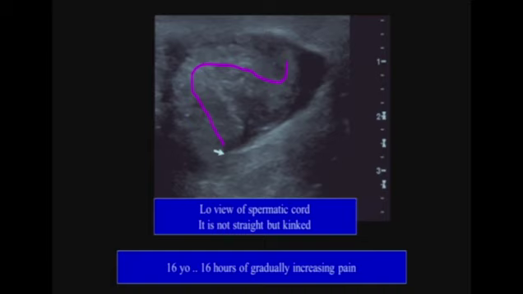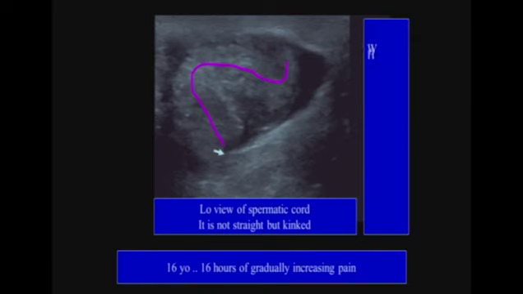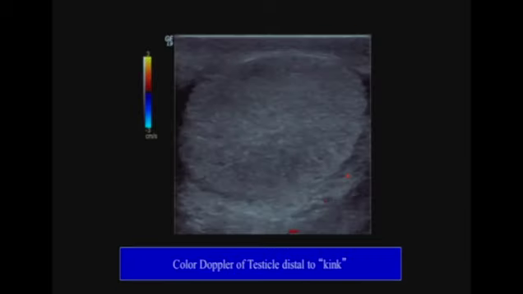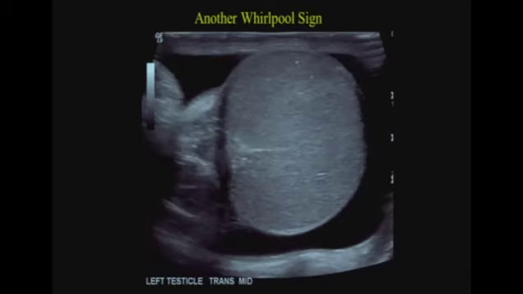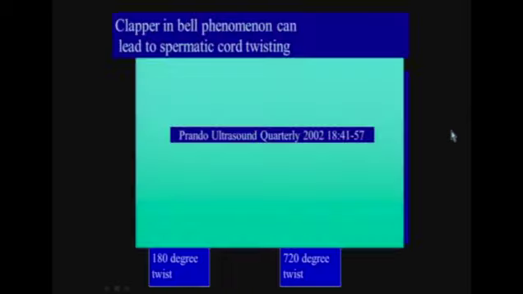So the spermatic cord is not straight but kinked, and that's worrisome for the whirlpool sign. Here's a color Doppler of the testicle distal to the kink, and one sees no flow whatsoever within the testicle, although it appears homogeneously normal. And this is another example of a whirlpool sign in which one sees the testicle, but if one looks at the structures above it, the vessels feeding into it are at a curve. And you can see the little waist of that curve at the yellow arrow.